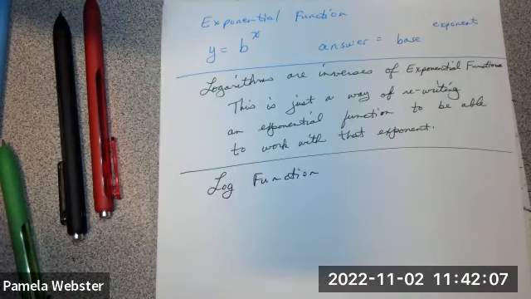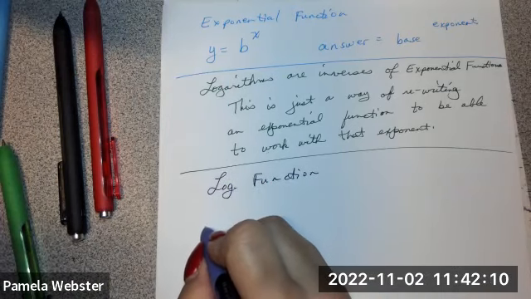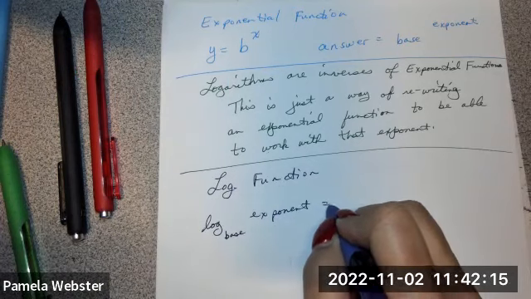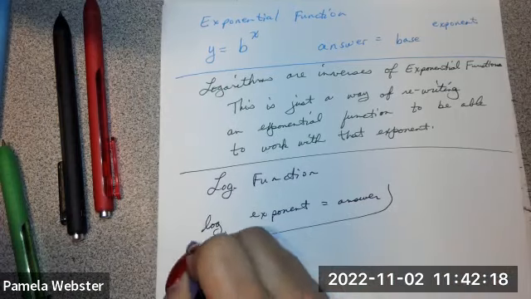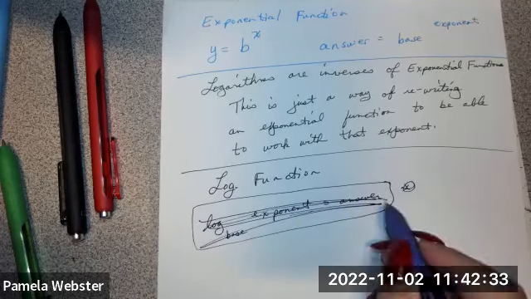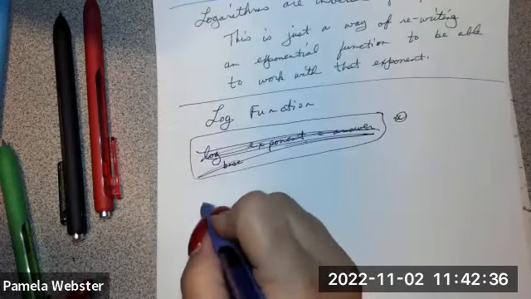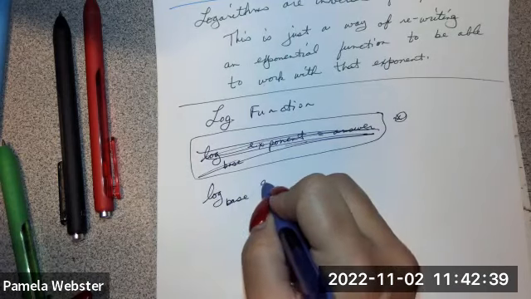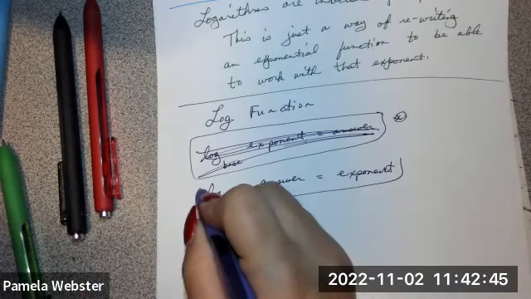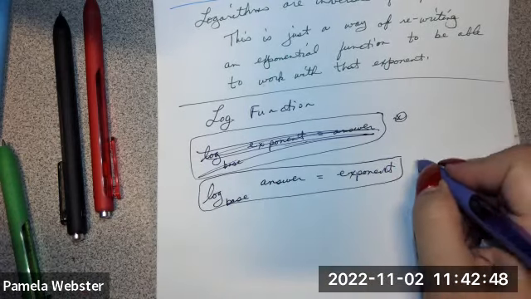And I'm going to say it like this. Log base exponent equals answer. Log base, I'm sorry, I just lied to you. That doesn't sound right. Erase that. Log base answer equals exponent. That is much better. I'm so sorry. My mind is straying. Log base answer equals exponent.